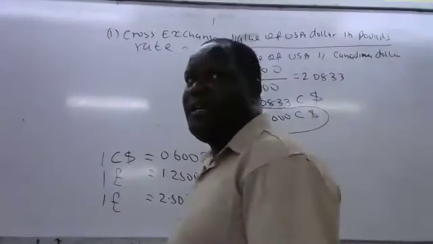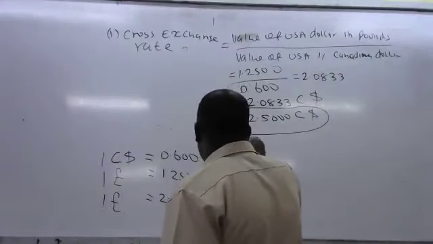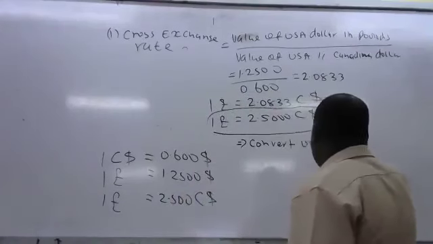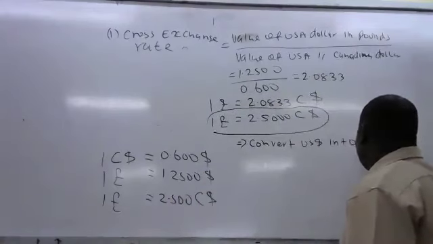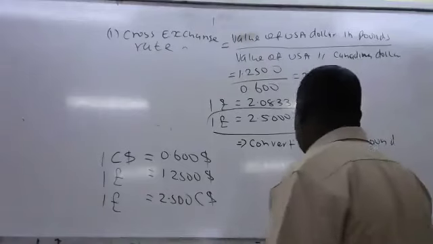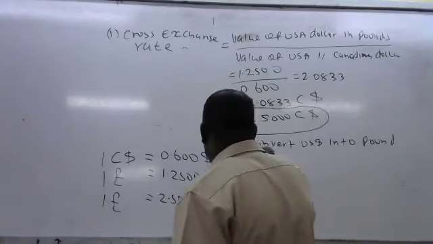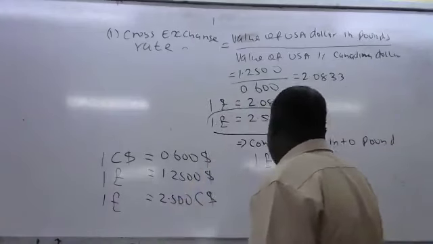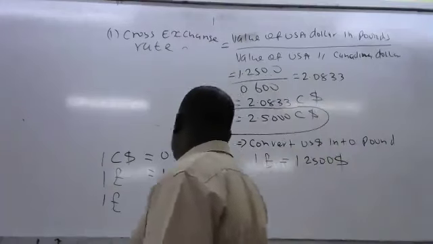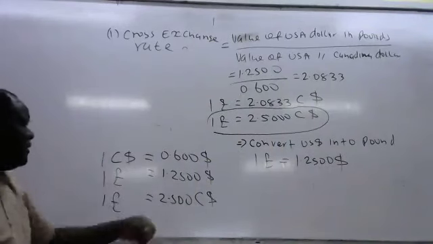So the first conversion, you first convert the stronger currency. So now we say convert the US dollar into the pound. So we convert the US dollar into the pound. That conversion will use this exchange rate. So 1 pound is equivalent to 1.2500 US dollars. We use this one that we are quoting, not the cross exchange rate.